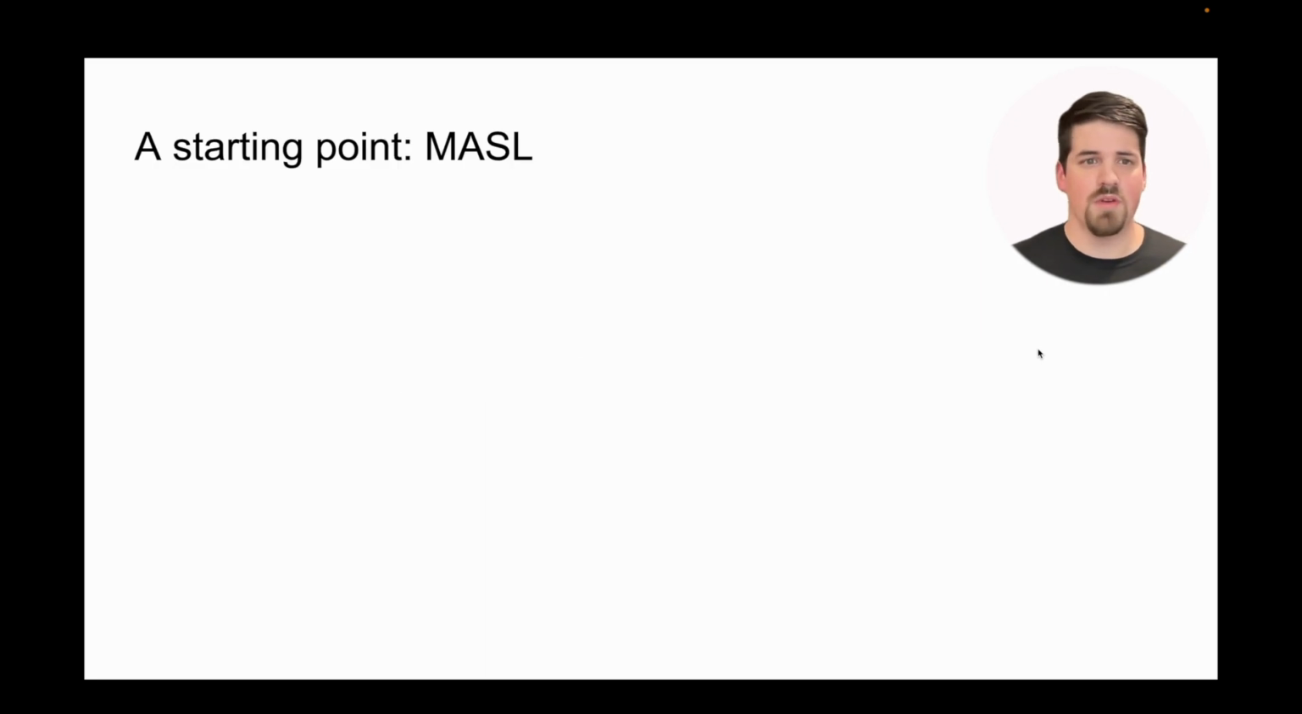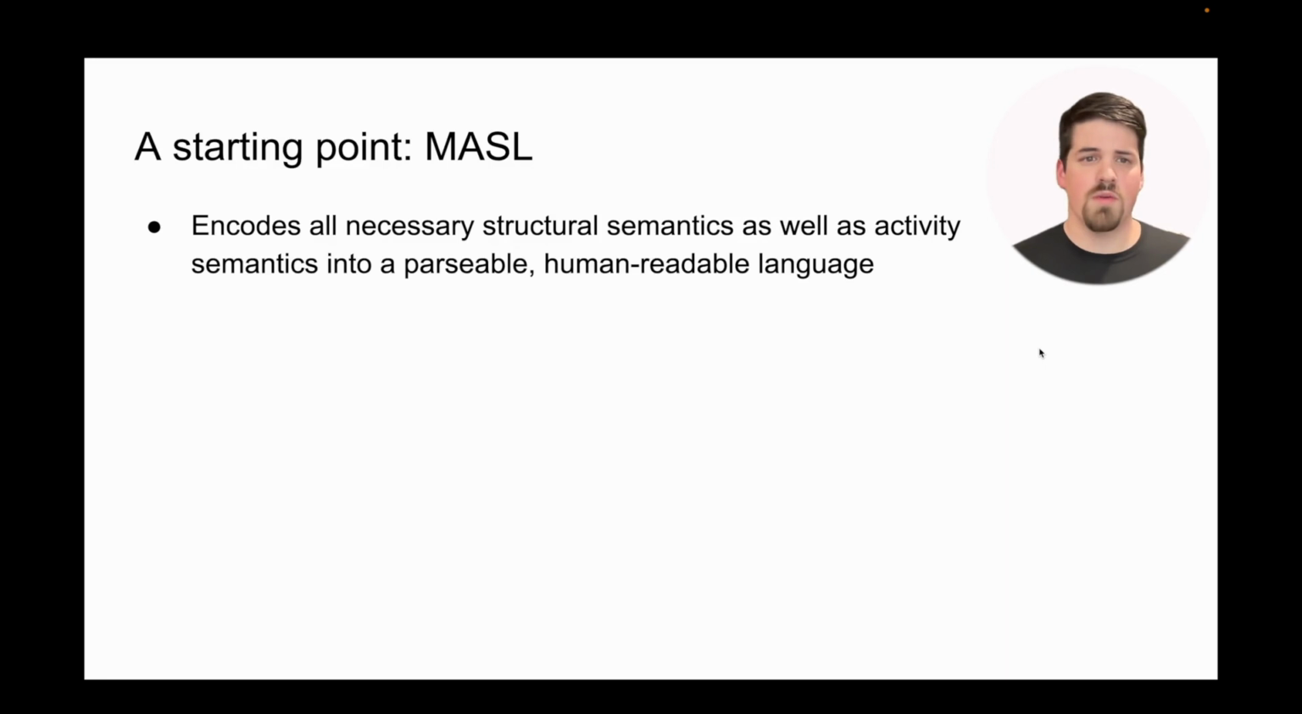Before I get to my proposal, I'll start with MASL. So MASL is a textual language that encodes all of the necessary structural semantics as well as activity semantics into a parsable, human-readable language. It can be serialized as text files, it can be viewed online, it can be viewed in an editor. And here's some pros for MASL.